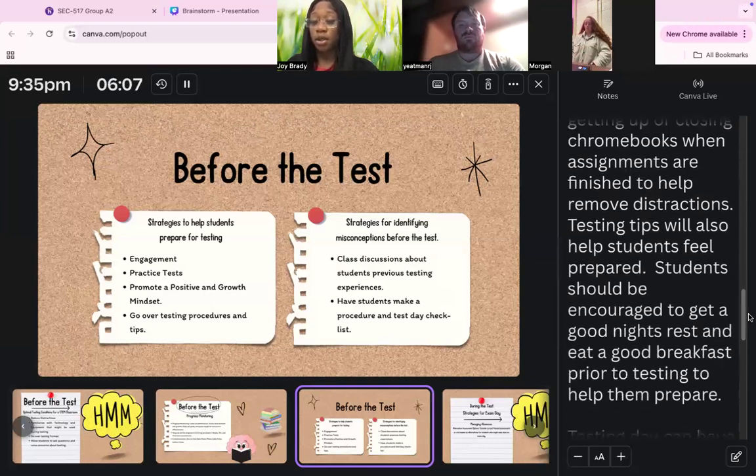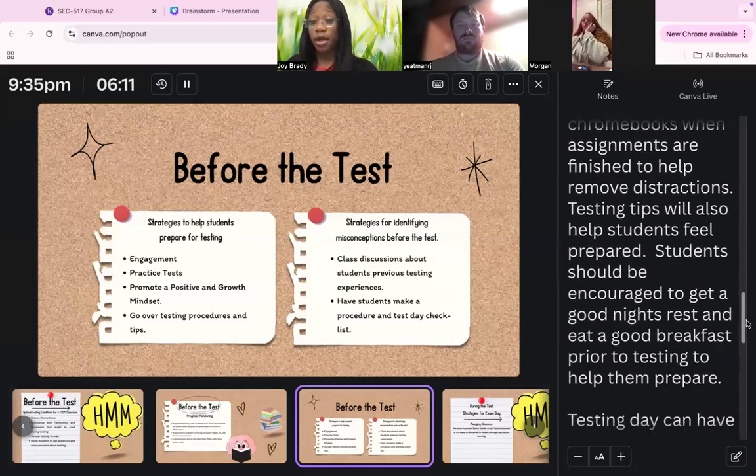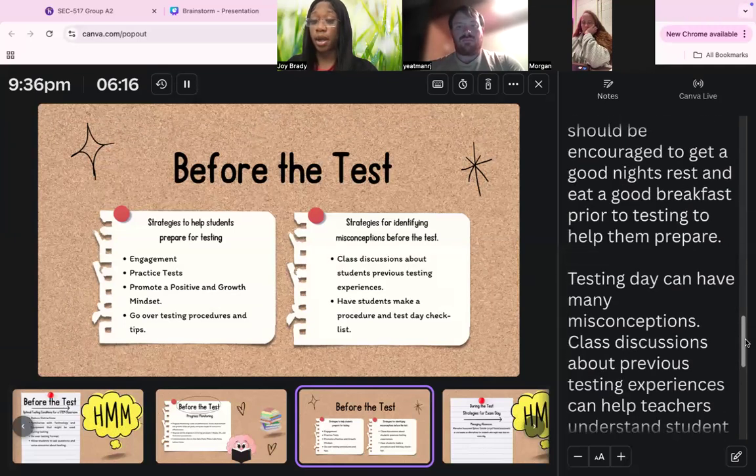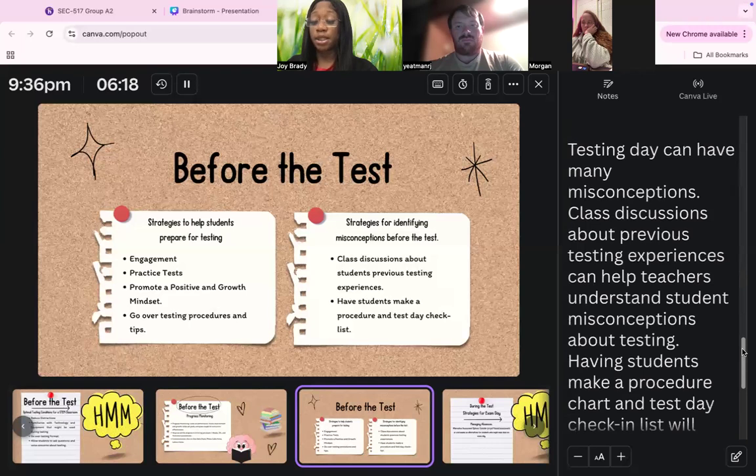Testing tips will also help students feel prepared. Students should be encouraged to get a good night's rest and eat a good breakfast prior to testing to help them prepare. Testing day can have many misconceptions.